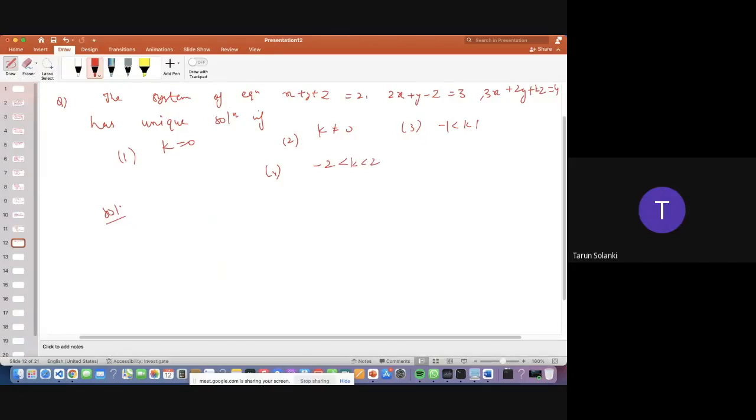So if you take the determinant 1 1 1, 2 1 minus 1, 3 2 and k, that is not equal to 0, means k is not equal to 0. So for the unique solution, k is not equal to 0. Okay, so you can copy this also.